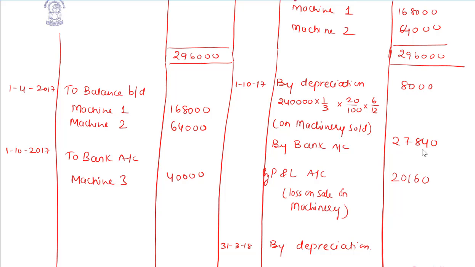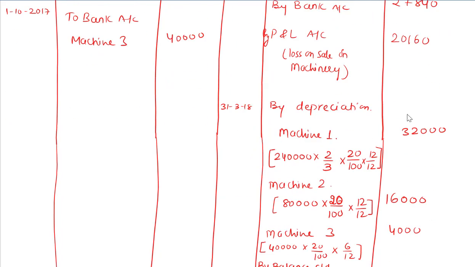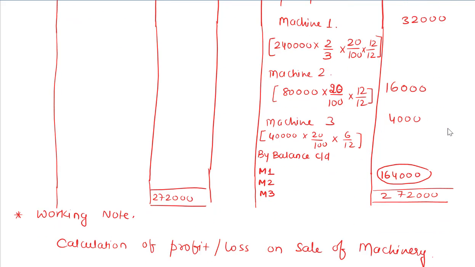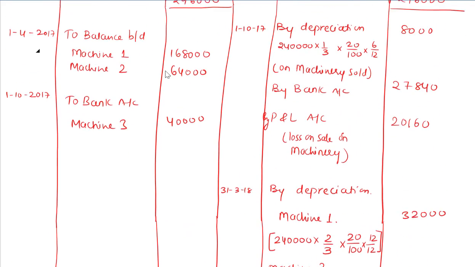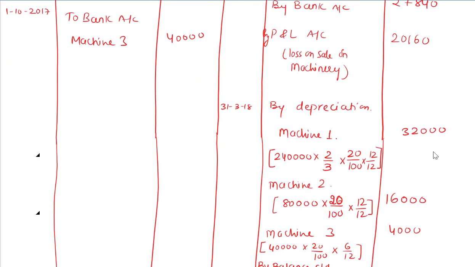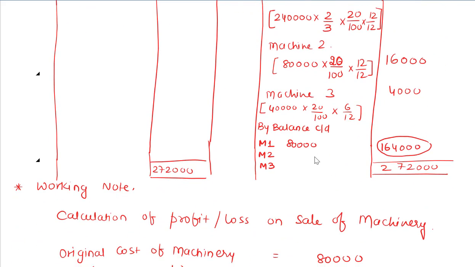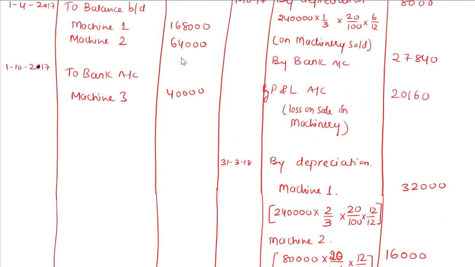As you can see, 1,68,000 minus 8,000 minus 27,840 minus 20,160, and the further depreciation 32,000. So minus 32,000. The balance over here is 80,000. I repeat once again. The value of machine 1 is 1,68,000 minus 8,000 minus 27,840 minus 20,160 and minus 32,000 for depreciation. The remaining balance is 80,000.